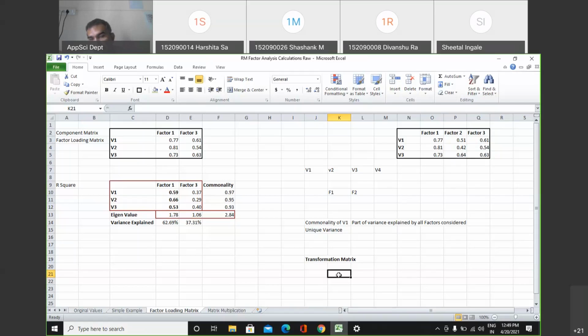Sir, I have a doubt. Why do you want to rotate the matrix, the scalar? I mean the factor one. Why do you want to rotate it?